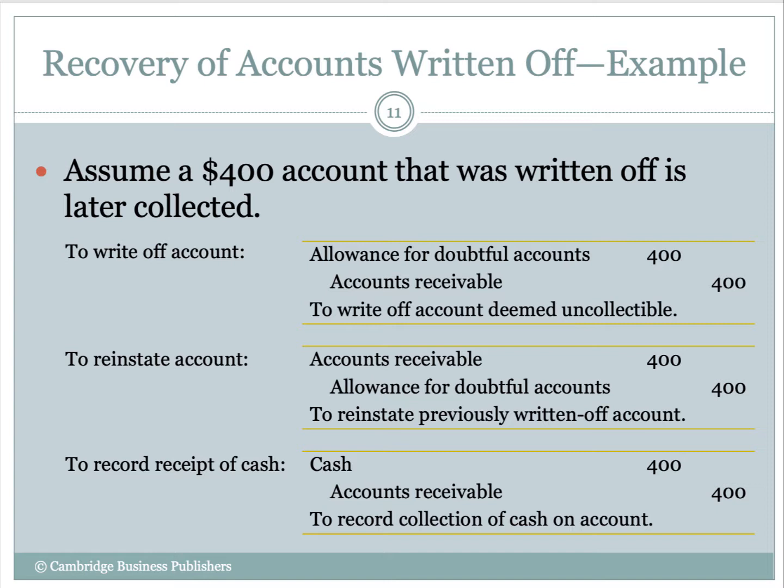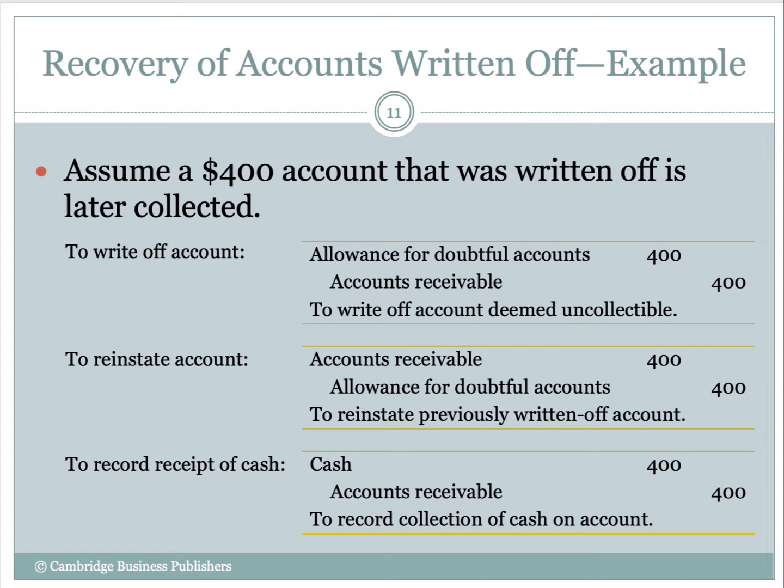So, let's assume that we have a $400 account. It was written off. However, later it was collected. The first thing we did, as soon as we deemed that to be uncollectible, is we said we're going to write this account off. We're going to debit allowance for doubtful accounts and credit accounts receivable. 3 months down the road, we get a check for $400 from this customer. Oh, wow, they paid us. What do we have to do?